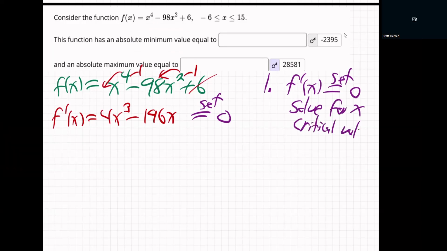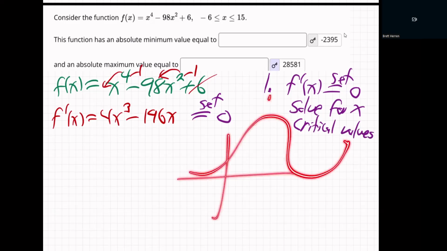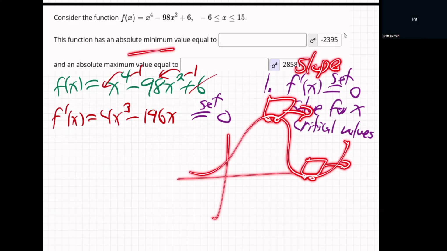That's how we find critical values, right? Where the derivative is 0. Because if you have a graph, at the top and the bottom, if you're on a roller coaster, you're flat. At maxes and mins, at high points and low points, the derivative is flat. The derivative is the slope, so the slope is flat at high points and low points. We're trying to find high points and low points.